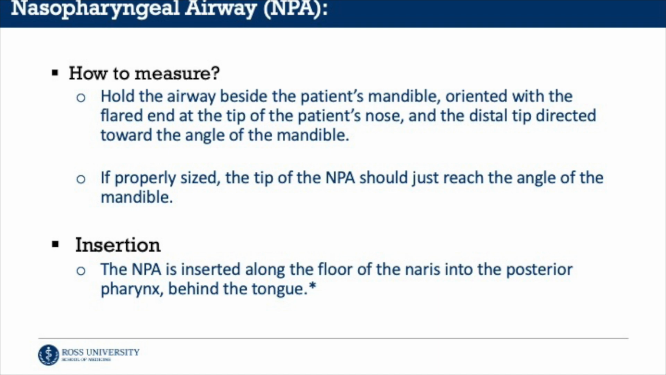In terms of insertion, the NPA is inserted along the floor of the nares into the posterior pharynx, behind the tongue. Note that prior to insertion, the NPA should be coated with water-soluble lubricant or anesthetic jelly. The tube can also be rotated slightly if resistance is encountered.